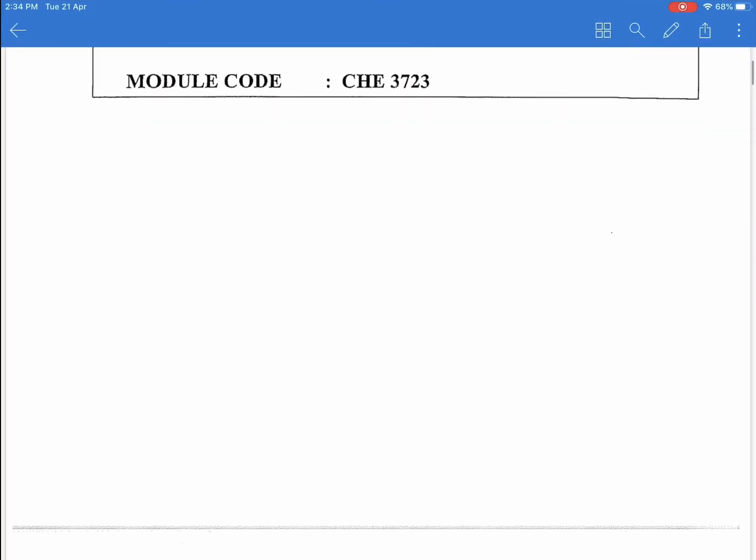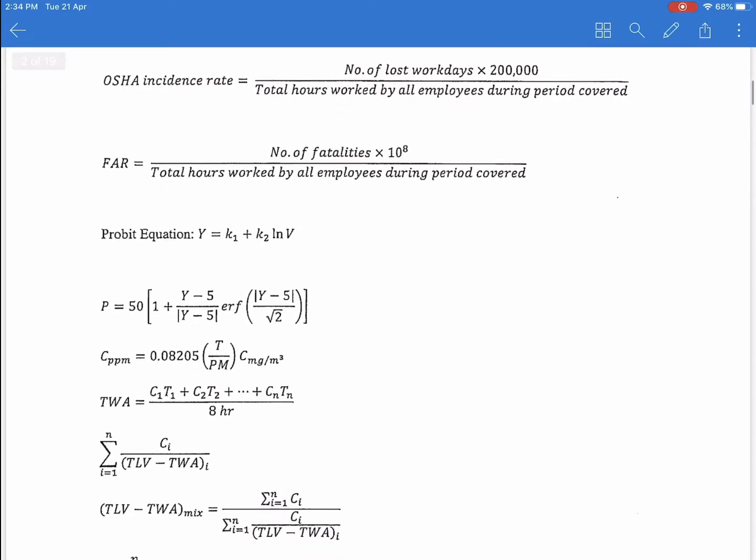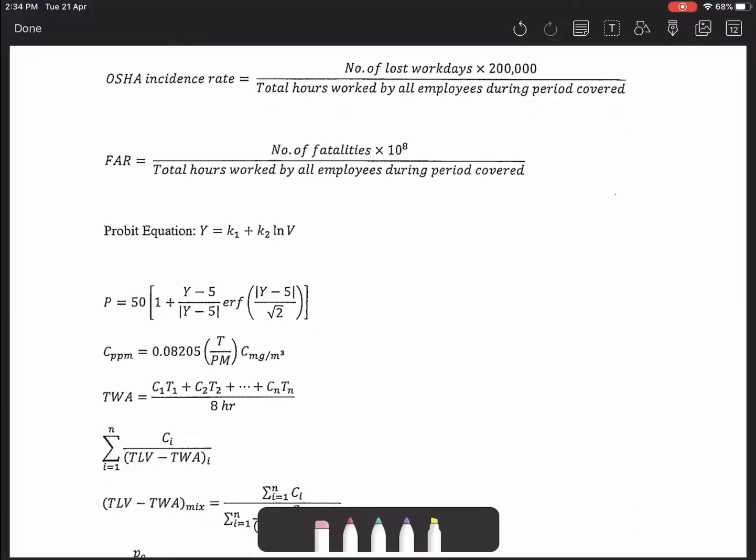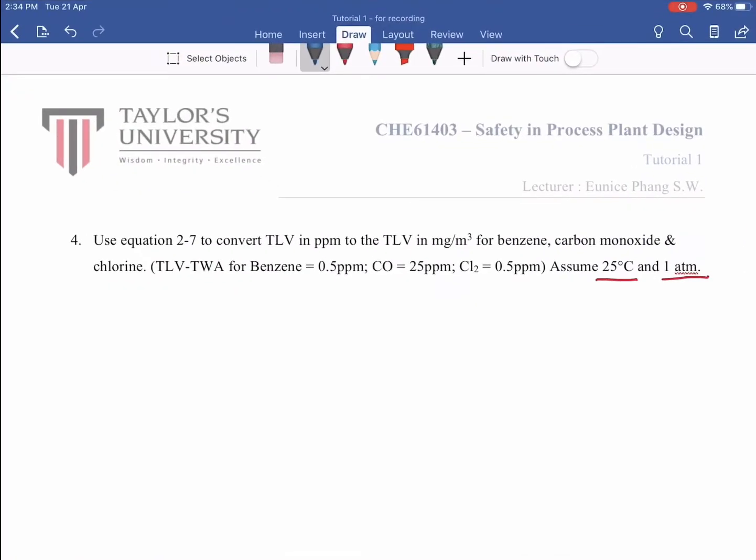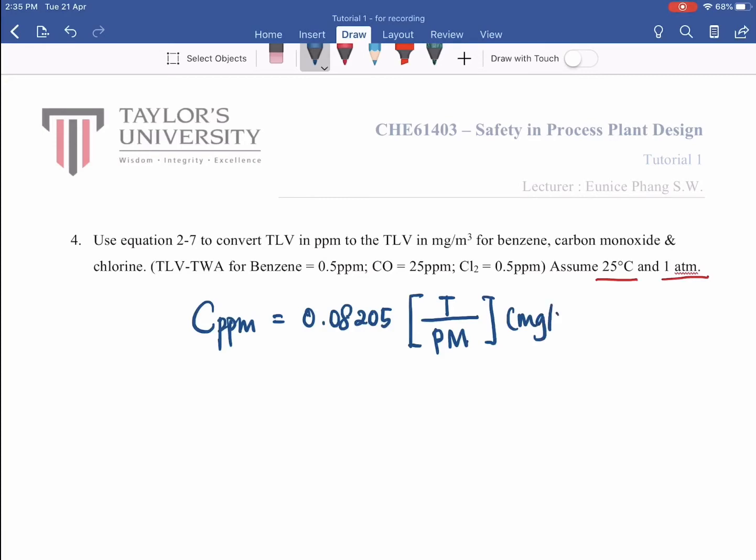As we can see, here is the formula to convert from ppm to milligram per meter cubed. So let's write this formula down here. So we have concentration in ppm equals 0.08205 times temperature over pressure times molecular weight, and this is in the unit of mg per meter cubed.